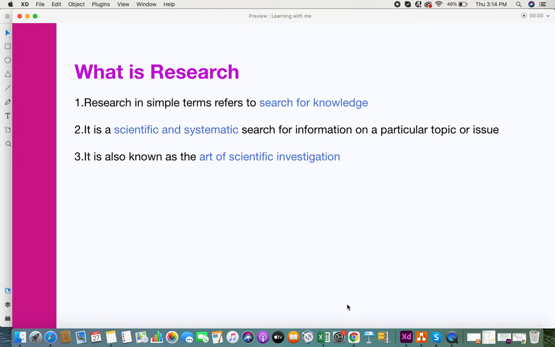And the third point is that it is also known as the art of scientific investigation. It's not always that you have to go and search for new information or knowledge. Sometimes you do research even to investigate something. So that's what they say, research is an art of scientific investigation.